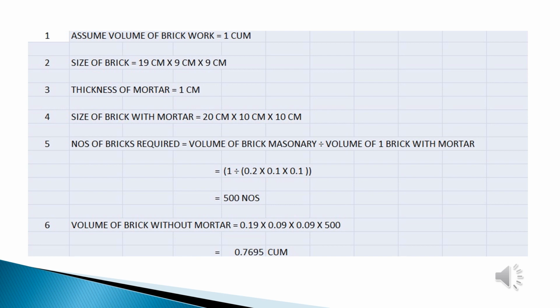Next step is to work out the number of bricks required. For that, volume of the brick masonry divided by volume of one brick with mortar. Put this value in this formula, we will get number of bricks as 500. Next step is volume of brick without mortar. Now volume of brick without mortar is 0.19 by 0.09 by 0.09. It is multiplied with the recently worked out number of bricks, 500. So the volume of brick comes to 0.7695 cubic meter.